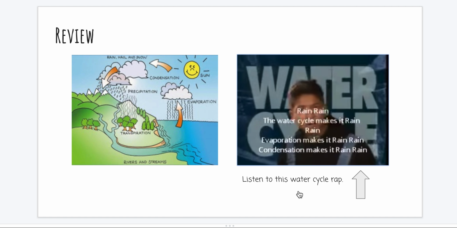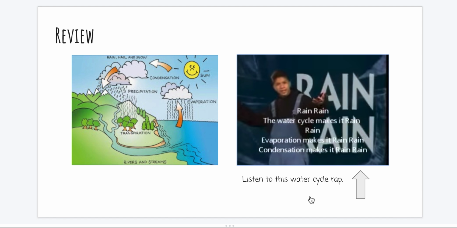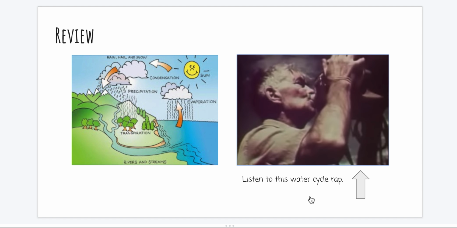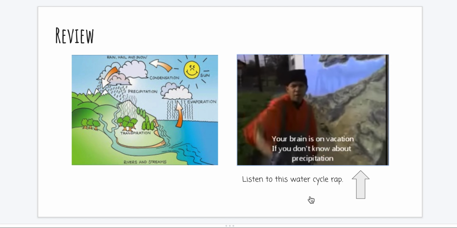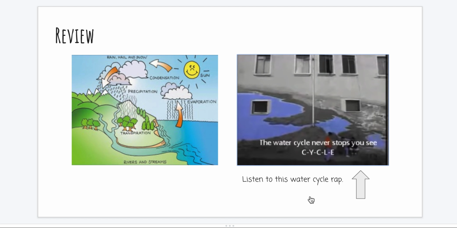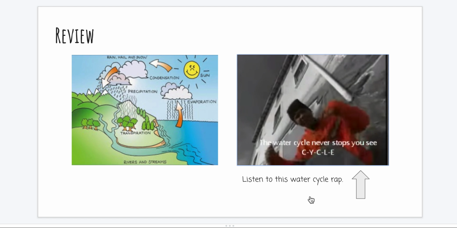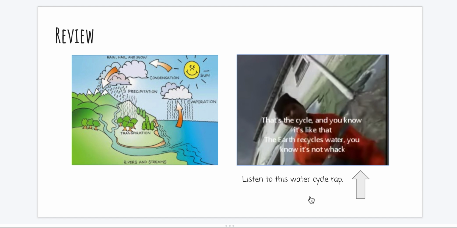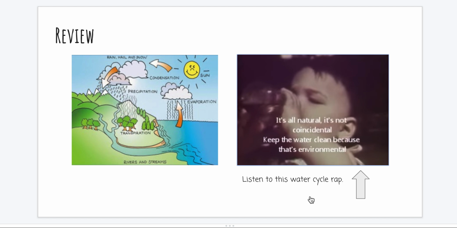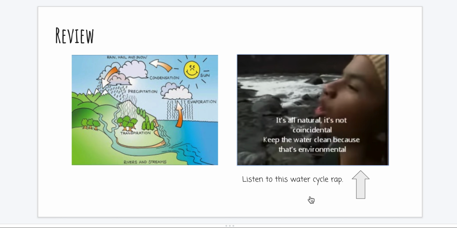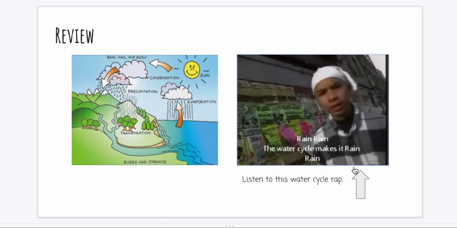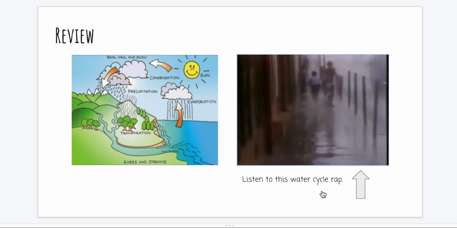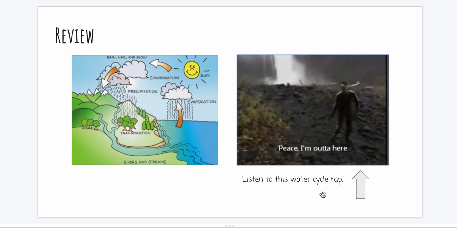Rain, rain. The water cycle makes it rain, rain. Evaporation makes it rain, rain. Condensation makes it rain, rain. Your brain is on vacation if you don't know about precipitation. The water cycle never stops, you see. C-Y-C-L-E. That's the cycle, and you know it's like that. The earth recycles water, you know it's not whack. It's all natural, it's not coincidental. Keep the water clean, cause that's environmental. Peace, I'm out of here.